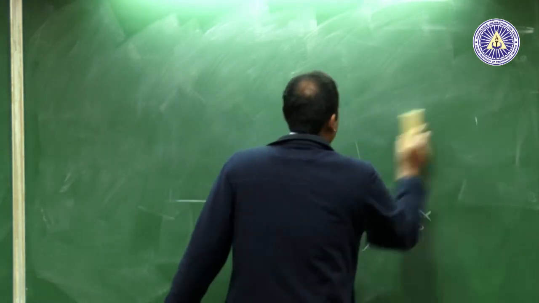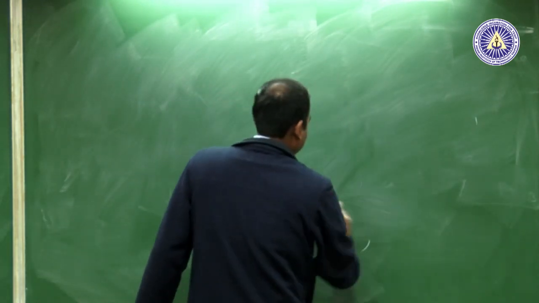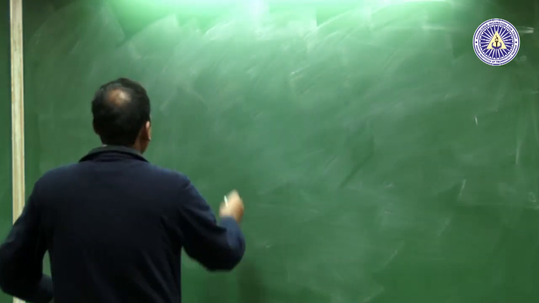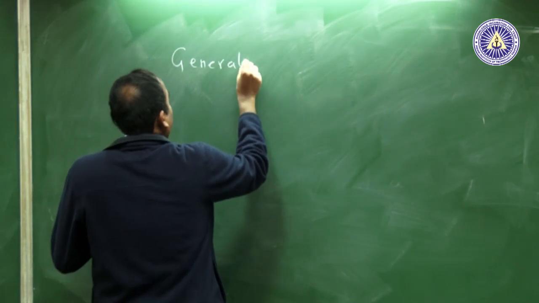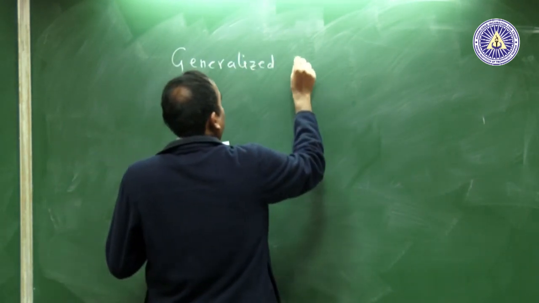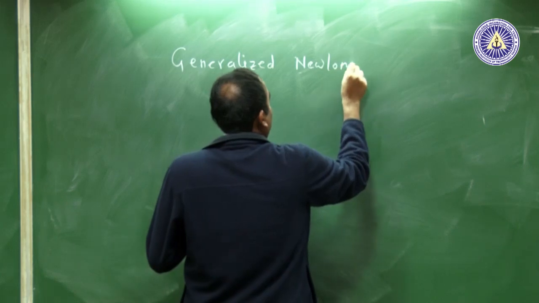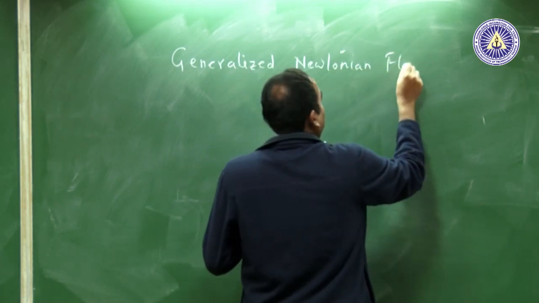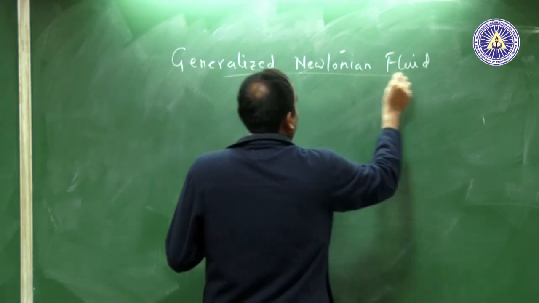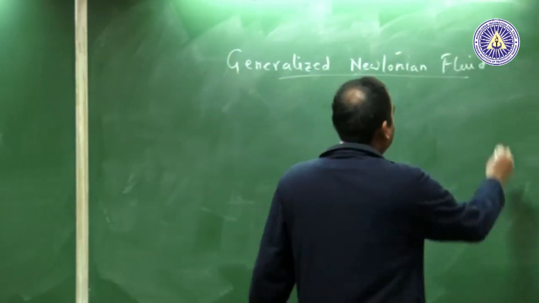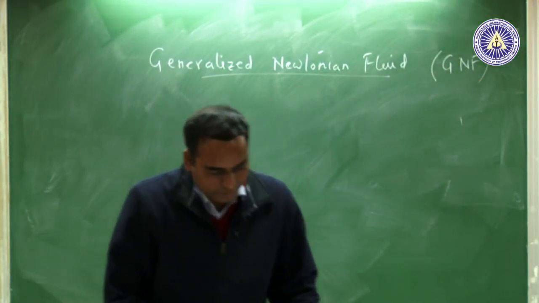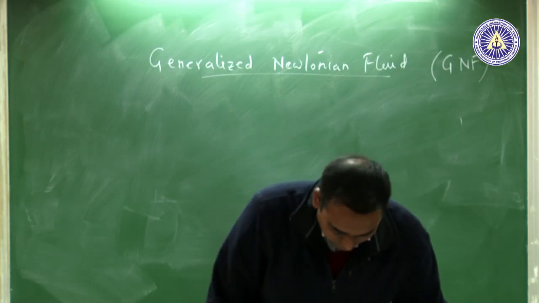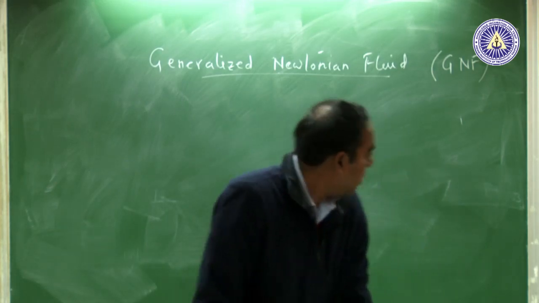So, this gives rise to the first family of models, which is called the generalized Newtonian fluid, also known as, in short, GNF.